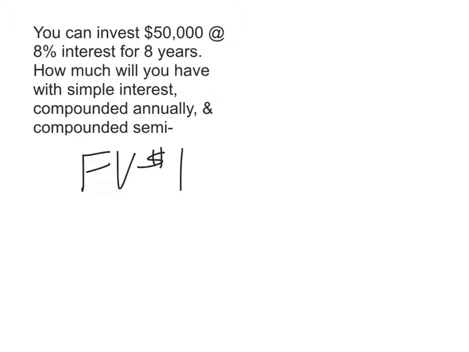Because what if we changed our factor? And this is what's going to happen. If it's compounded semi-annually, it's going to be compounded a total of 16 times. So I'm going to have 16 periods. But it's not going to be for 8% each time. It's only going to be for 4%. So when I look up that factor on the future value of $1, I end up with 1.87298.